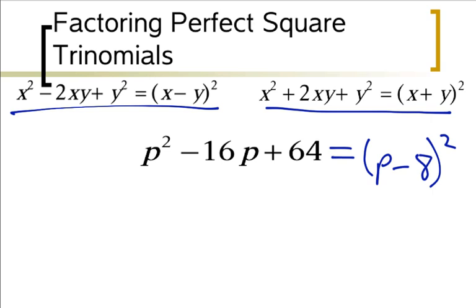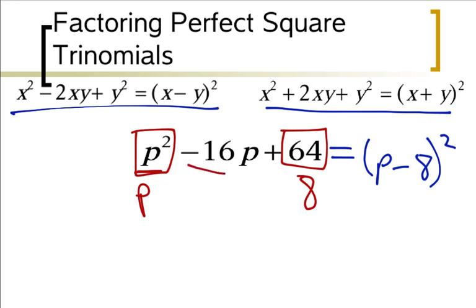And I can do that because I notice that this number in front is a square. In other words, it has a nice perfect square root. The square root of p squared is p. 64 has a nice clean square root. Square root of 64 is 8. So all I have to do is look at this number in the middle. Okay? The number in the middle is the bridge that tells you whether or not this is a perfect square trinomial.